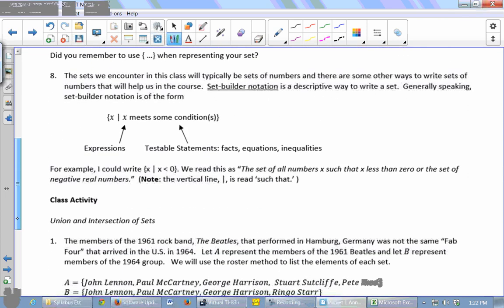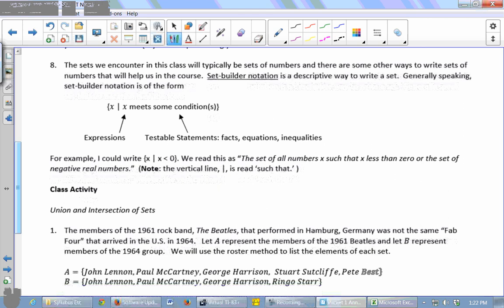However, the sets we're going to be encountering in this class are typically sets of numbers. And there are some ways to write sets of numbers that will help us be more efficient than listing every number that we want to talk about. So one way is called set builder notation.